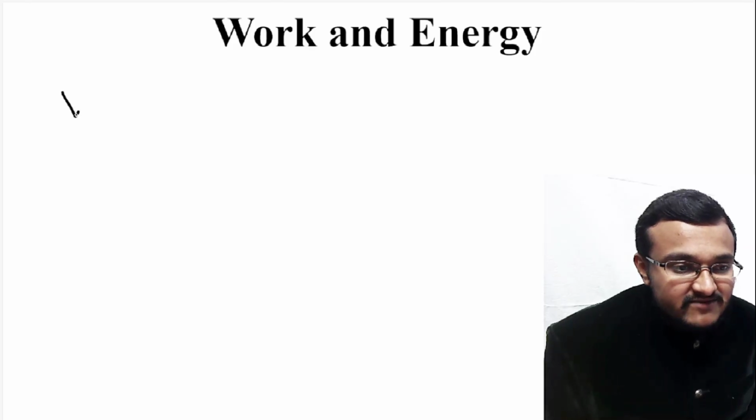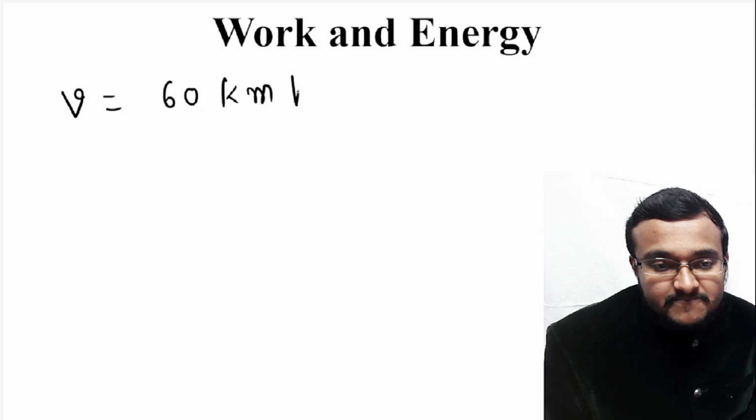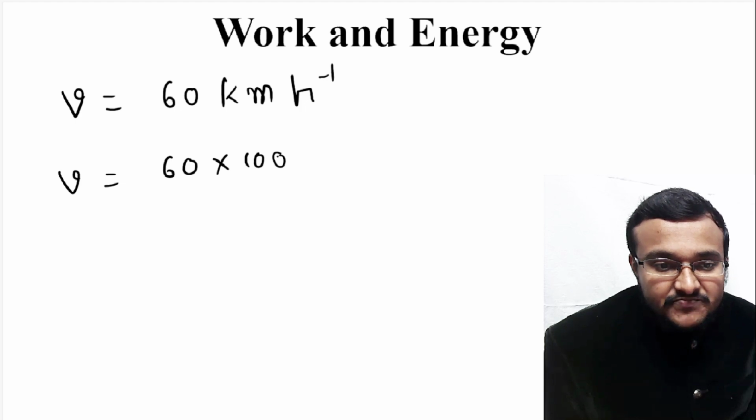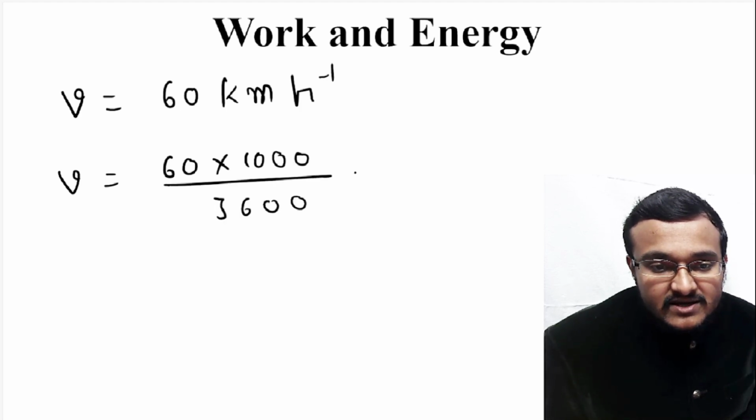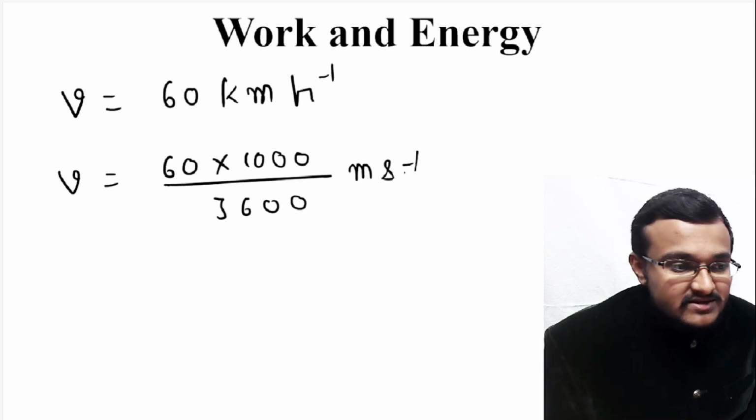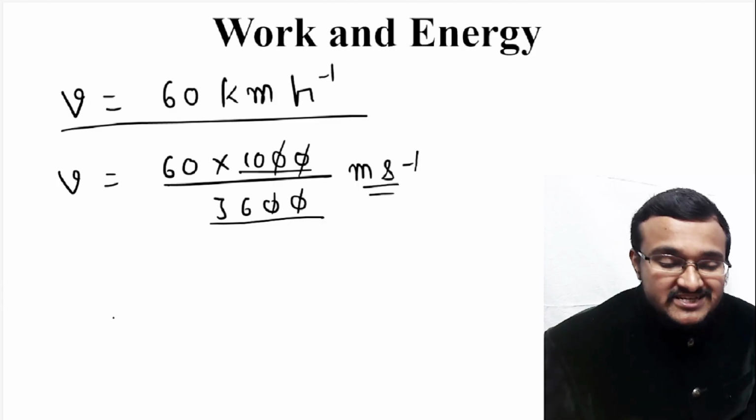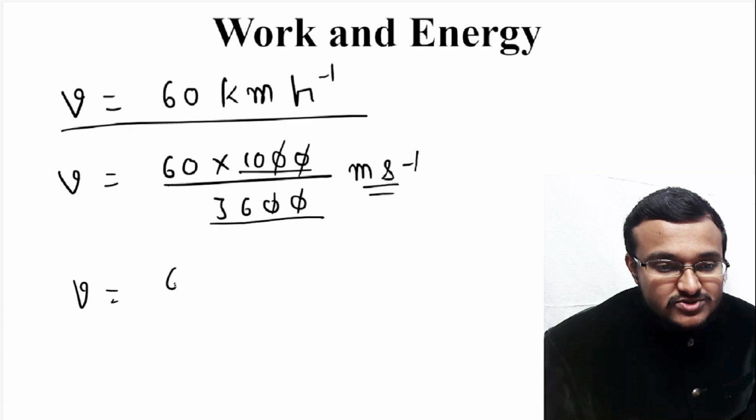You have to calculate the final speed. So final speed they have given as 60 kilometer per hour. So if you convert this to meter per second, then you have to multiply this with 1000 and divide this with 3600. So then you will get this as meter per second. So here also 2 zeros get cancelled with each other. So 60 into 10 is there. So V is equal to 600 divided by 36.